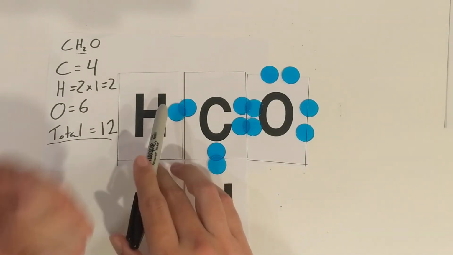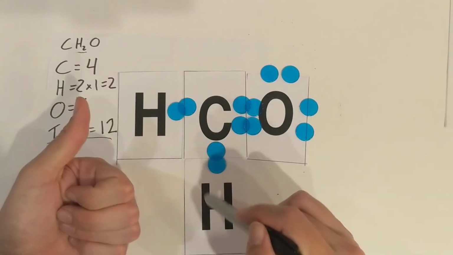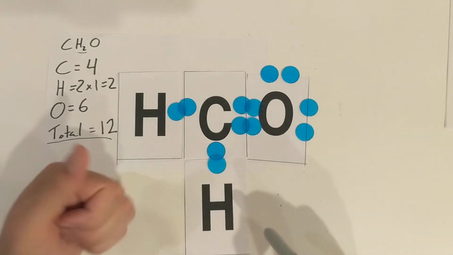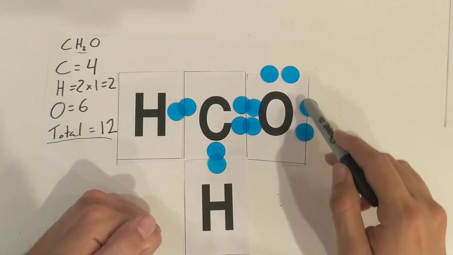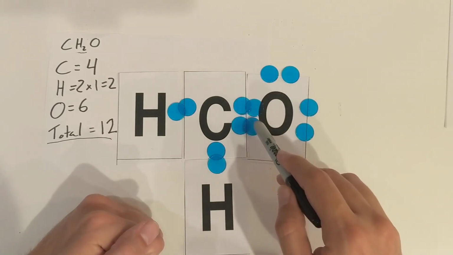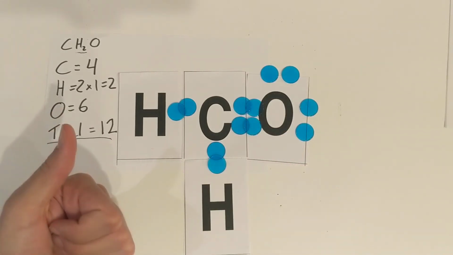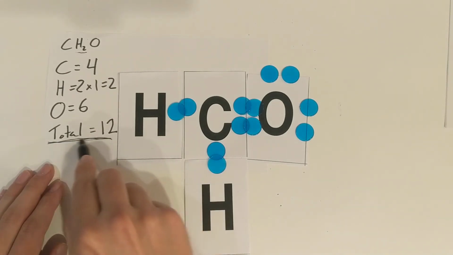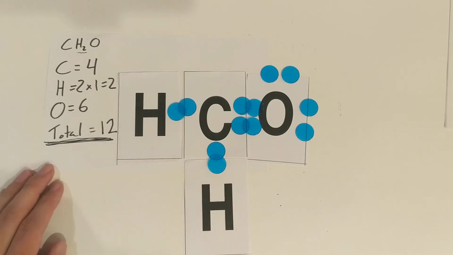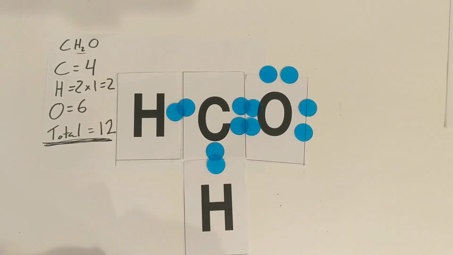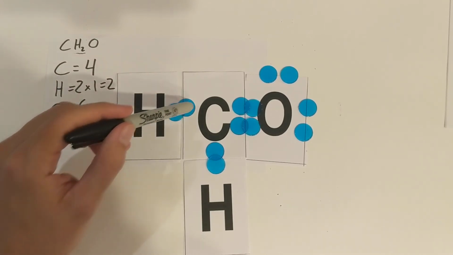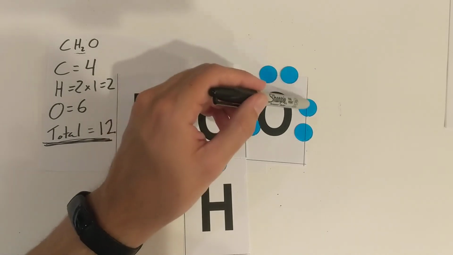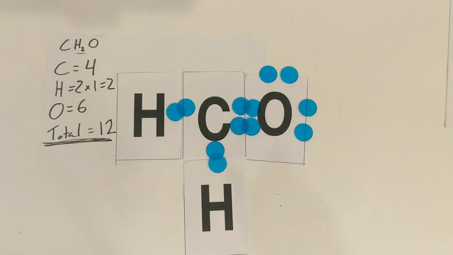So we can count again. 2, check for that hydrogen. 1, 2, check for this bottom hydrogen. 1, 2, 3, 4, 5, 6, 7, 8. Check for the carbon. 1, 2, 3, 4, 5, 6, 7, 8. Check for that oxygen. Now we got to do our last check. Remember, last time I added a couple electrons to make everything work. Let's double check this one. We need 12. 12 total electrons. So 1, 2, 3, 4, 5, 6, 7, 8, 9, 10, 11, 12. So we know we got the right answer.